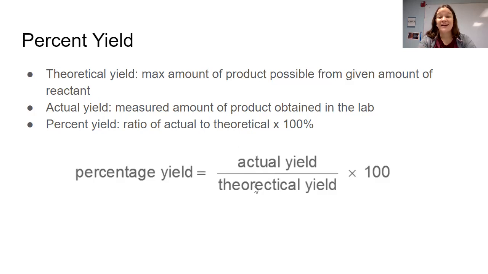That is a typo. I didn't type this. I totally took it from your book. It's not my fault. That's not spelled right. So it's the actual over the theoretical, multiply that by 100%. So you have your ratio times 100%.